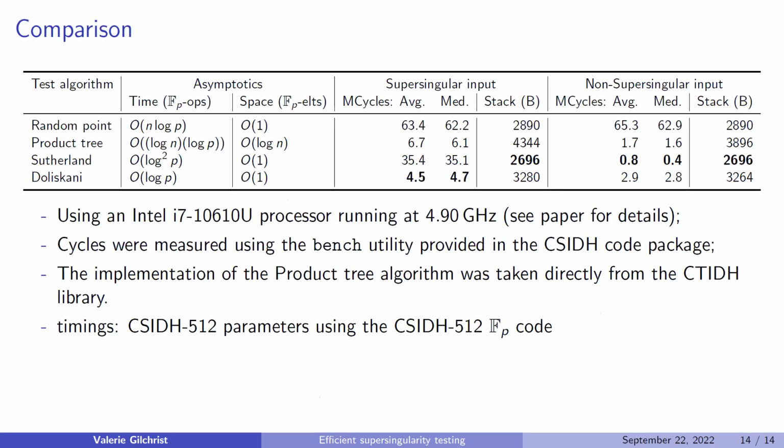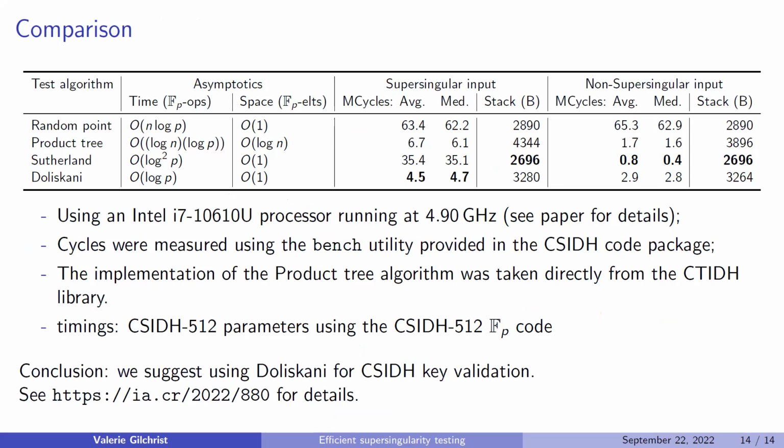Comparing the three algorithms together, in that last column, when you're checking ordinary curves, Sutherland performs very well because the algorithm usually terminates way sooner than the maximum. When you're looking at supersingular curves, this is the worst case for Sutherland, and so the isogeny test ends up performing better. For this reason, we suggest that for future implementations of SeaSide, the isogeny test be used.